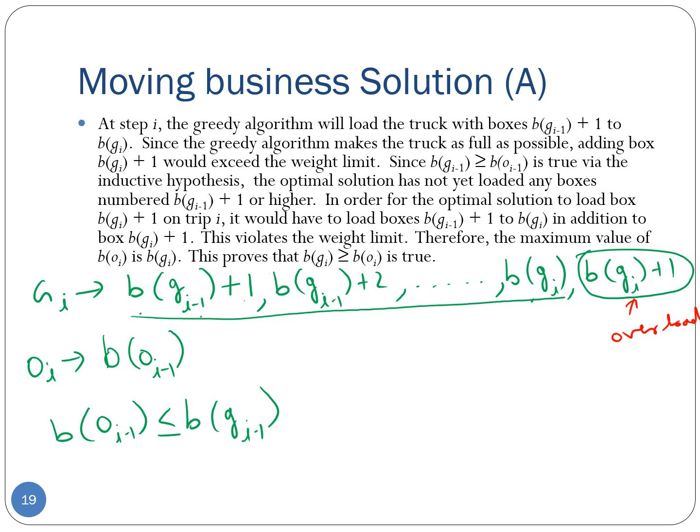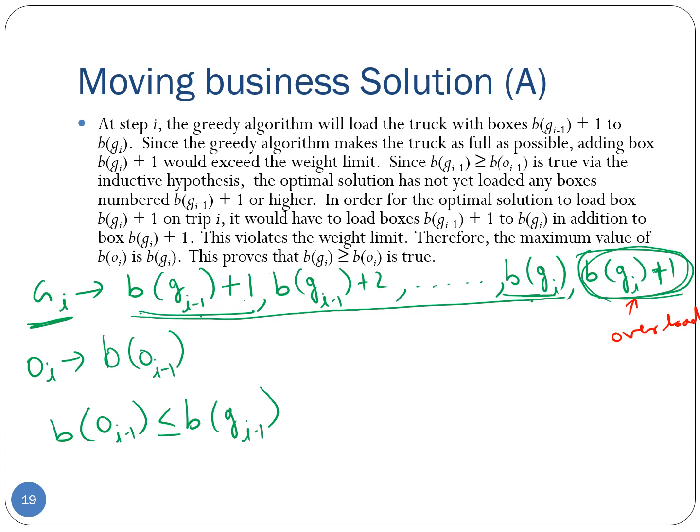So the optimal algorithm will also have to send all of these boxes, and to beat the greedy algorithm it will additionally need to send at least one more box, right? So basically it will need to send b of gi plus 1, this box. However, this is not possible because we have seen when we are talking about this greedy algorithm that fitting b of gi plus 1 along with boxes from b of gi minus 1 plus 1 all the way to b of gi will make the truck overload.